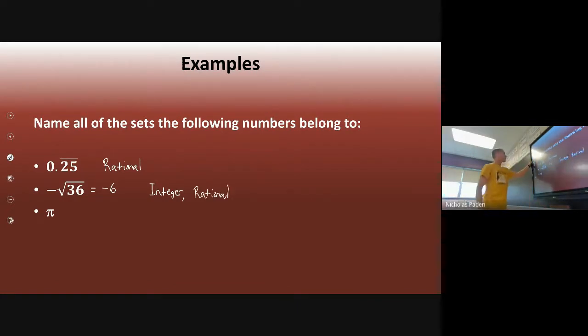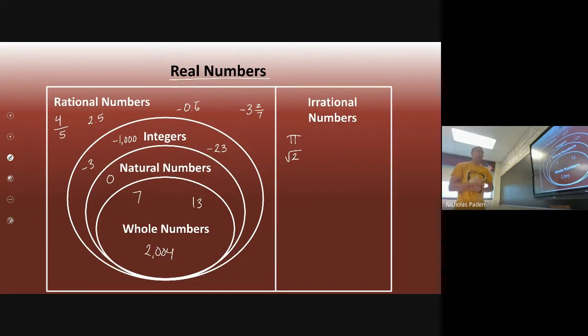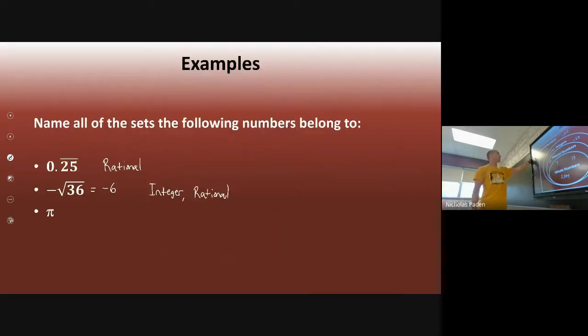Then let's keep going down. Is negative 6 a natural number? And it's not a natural number because it's negative. Remember, natural numbers are 0 and above. So it cannot be a whole number either. Okay, so integer and rational would be negative 6 or negative square root of 36. And then finally, pi. We already said pi is a decimal that never ends and never repeats. So it would be an irrational number.